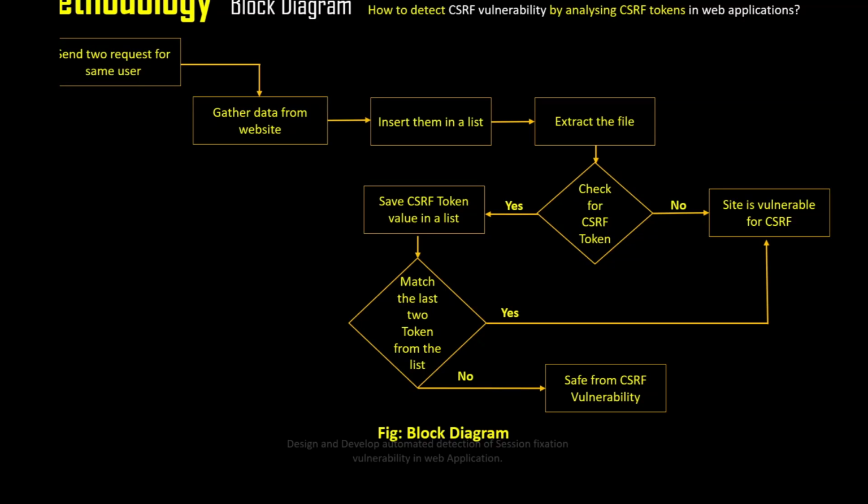So if we find the CSRF token value in the list, then we gather them in a list, and then we match our previous two tokens. As you can see, in the beginning we took two requests at the same time. So here we match from the list, and if those tokens match each other, then this file is vulnerable. If they are not matching each other, then this file is okay. I mean, this system is safe from the CSRF vulnerability.